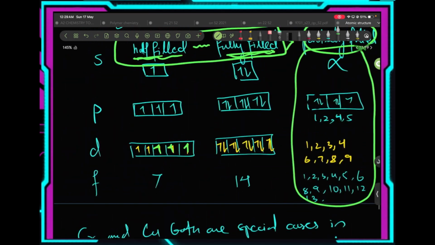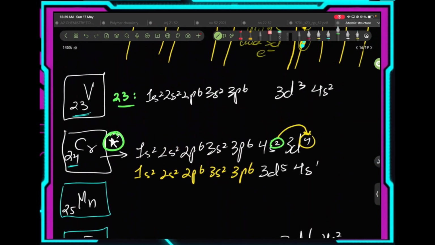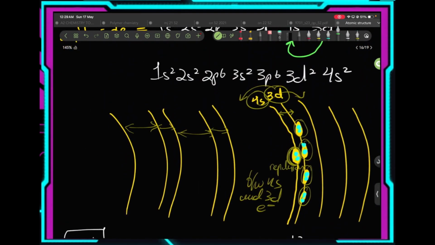Do you remember that the 4s and 3d were very close to each other? And the energy gap between them was very, very small. So that's why the electron can easily excite into 3D from a 4s orbital, because the energy gap between them is very small.